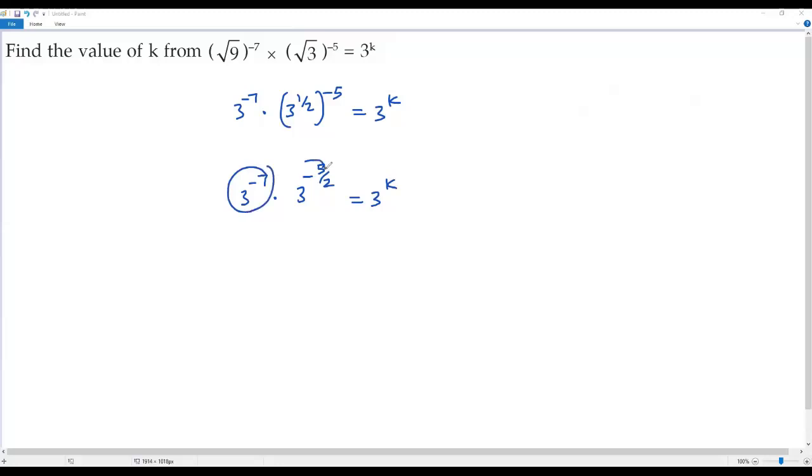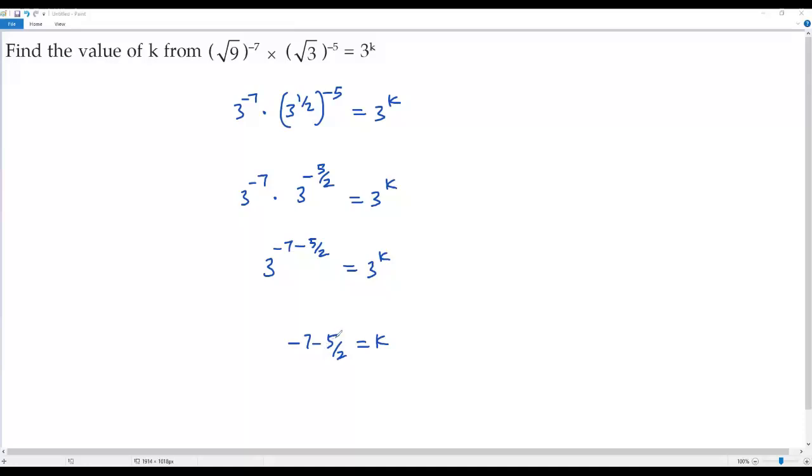Okay, here we multiply two terms with the same base. Whenever we multiply two terms with the same base, we can take the base once and we have to add the exponents. Then I'm getting negative 7, negative 5 over 2 equals 3 to the kth power. Okay, here two terms are equal with the same base. The base we have on the left side is 3, and on the right side also we have the same base 3. So using the one-to-one property, we can equate the exponents now. Then I'm getting negative 7, negative 5 over 2 equals k.